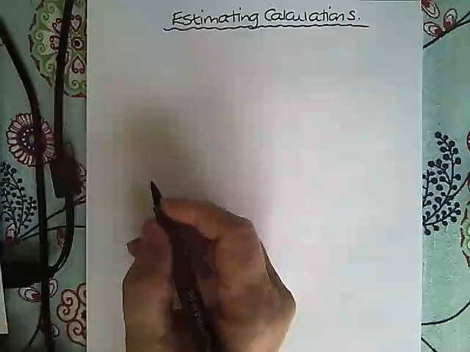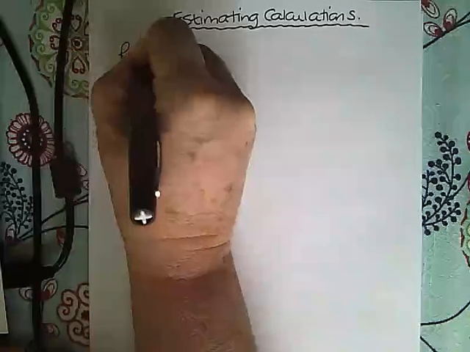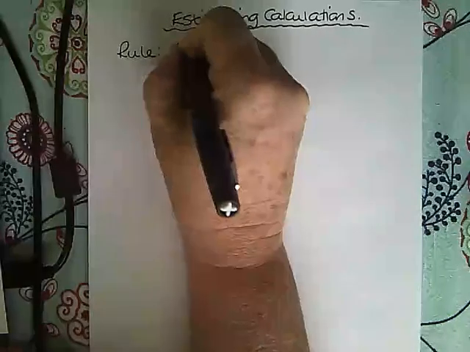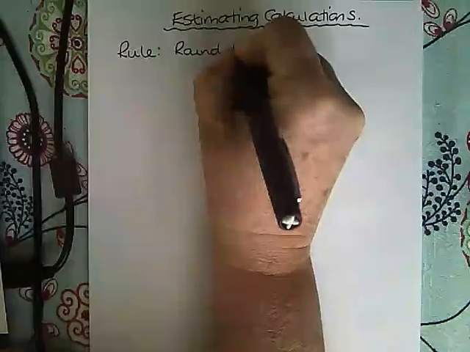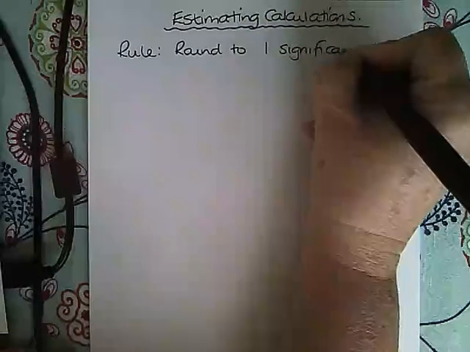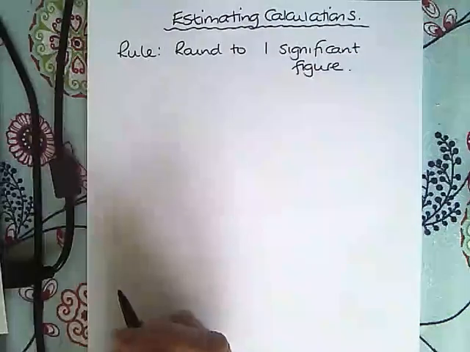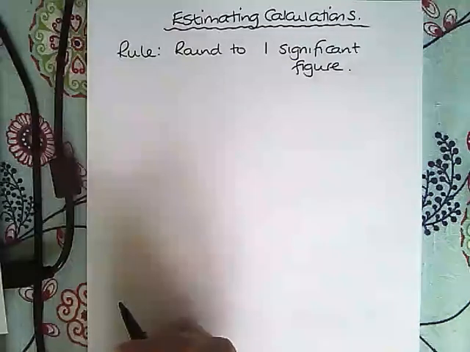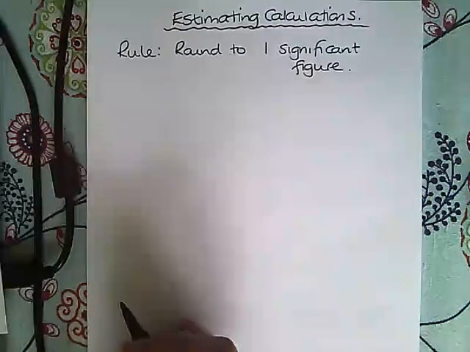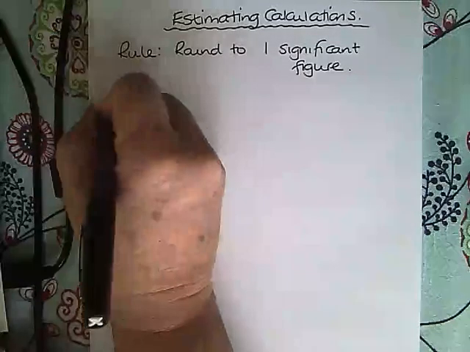Right, when we are estimating the answer to a calculation, there is a very simple rule: we generally round all of the numbers to one significant figure. So if you're given a question which asks you to estimate the answer to a calculation, you first start by looking at the numbers, rounding them to one significant figure, and then performing the calculation using those rounded numbers. Let's have a look at an example.